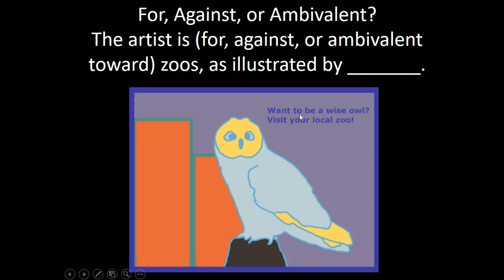Here's our next one. Want to be a wise owl? Visit your local zoo. So what do you think? Is the artist for, against, or ambivalent towards zoos? I'd say for. The artist is for zoos, as illustrated by the caption, Want to be a wise owl? Visit your local zoo. So just using the evidence that you have, you could elaborate on that further in your paper.